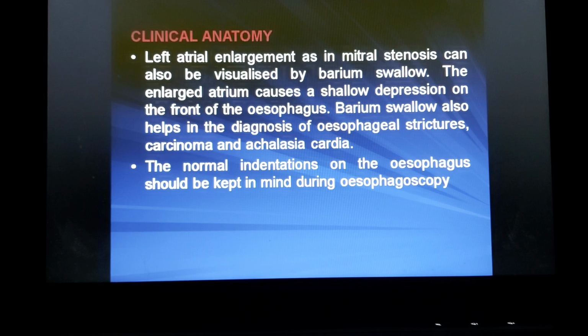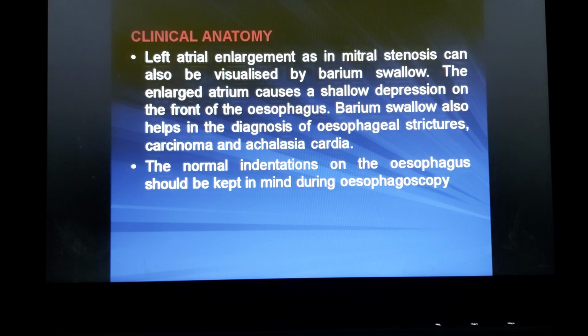Barium swallow also helps in the diagnosis of esophageal strictures, carcinoma and achalasia cardia. Last one, normal indentations on the esophagus should be kept in mind during esophagoscopy.